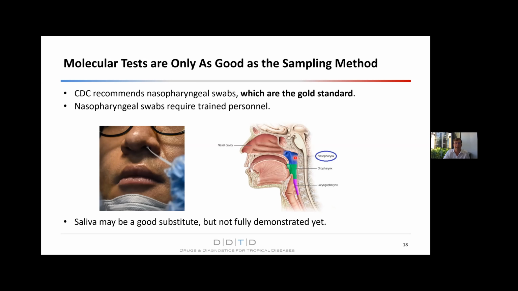So needless to say that this is not a convenient sampling method. So people are looking for substitutes. If you could at least go through the mouth and go through the oropharyngeal region, that would be an improvement. But saliva would be best, or perhaps something just collected from the tip of the nose. So these people are looking into that, but right now it's not fully demonstrated that these alternative sampling methods are as good as the nasopharyngeal swabs.